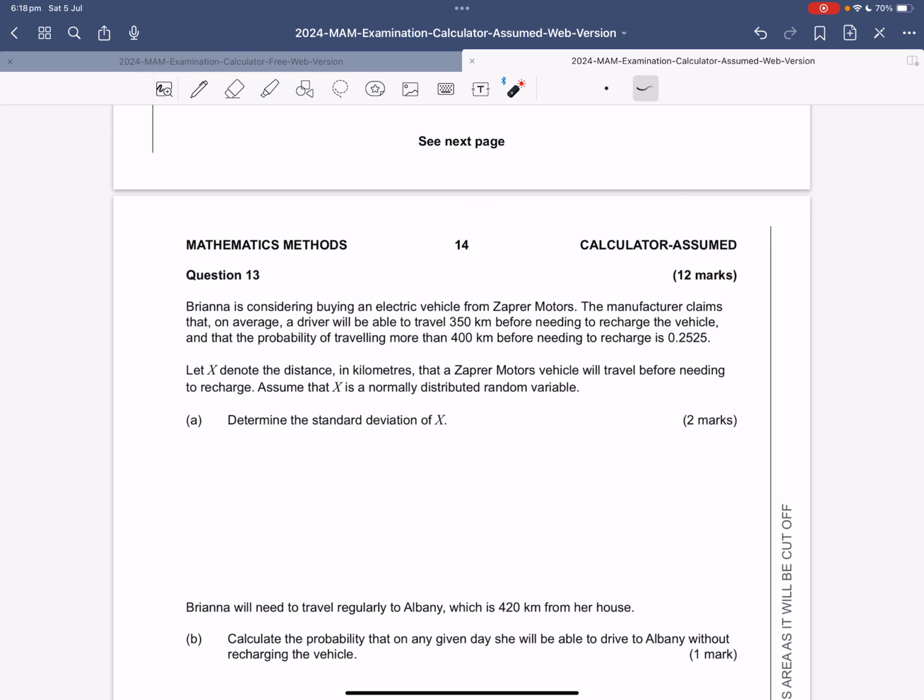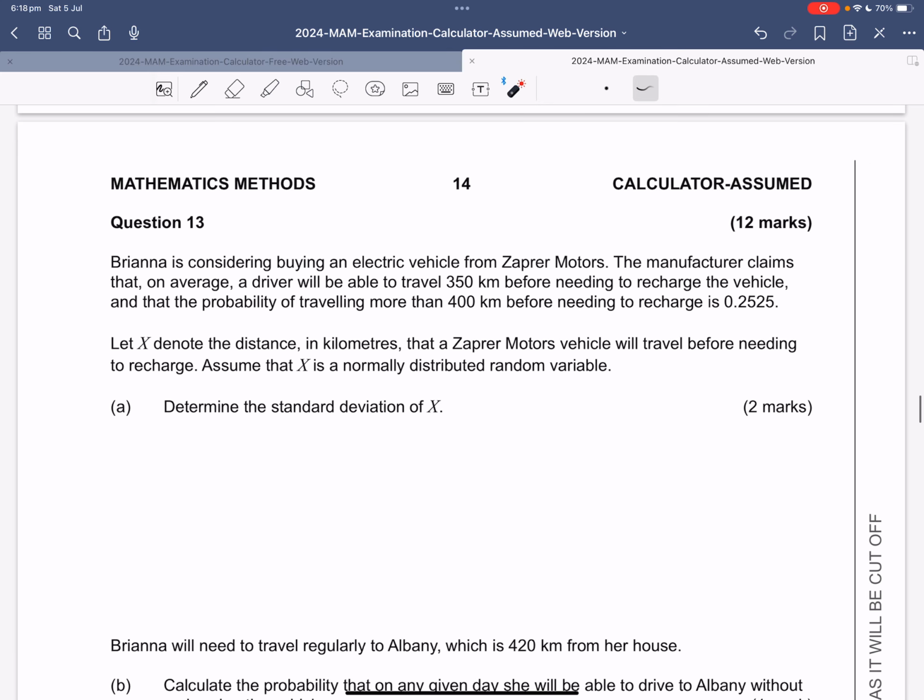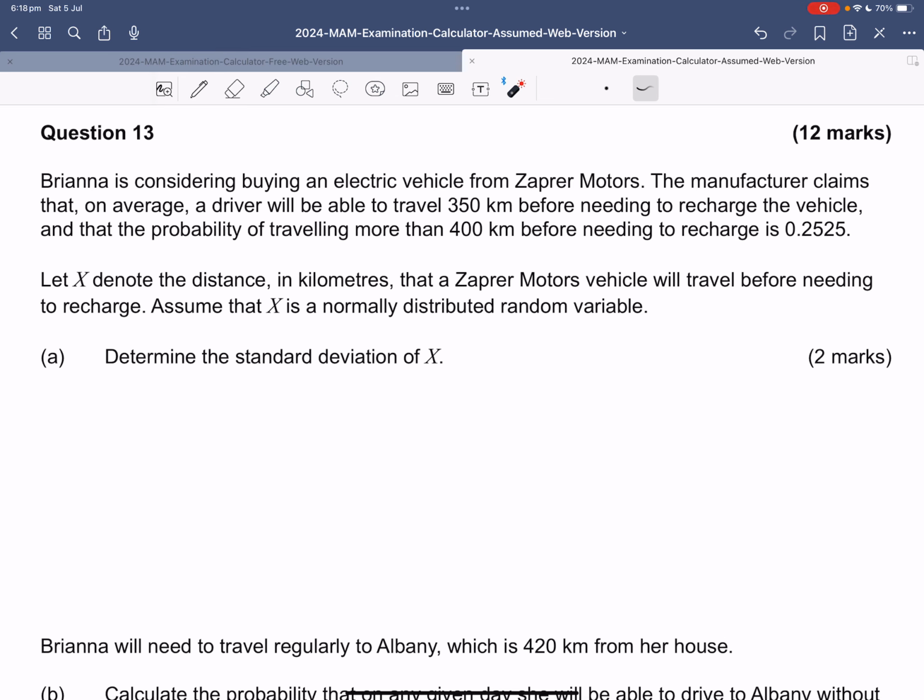Brianna is considering buying an electric vehicle from Zephyr Motors. The manufacturer claims that on average, a driver will be able to drive 350 kilometers before needing to recharge the vehicle, and the probability of traveling more than 400 kilometers is this. I don't know what type of distribution it is yet. Has it said normal distribution? Yes, it does. It says assume that X is a normally distributed random variable. Two marks: determine the standard deviation of X.